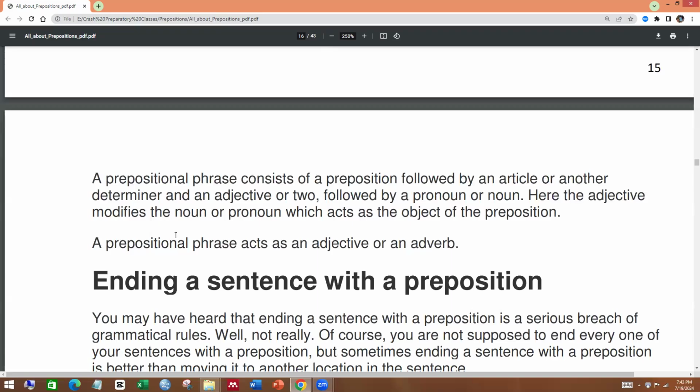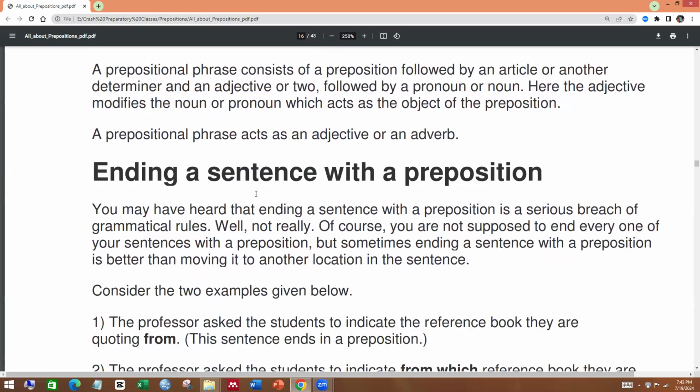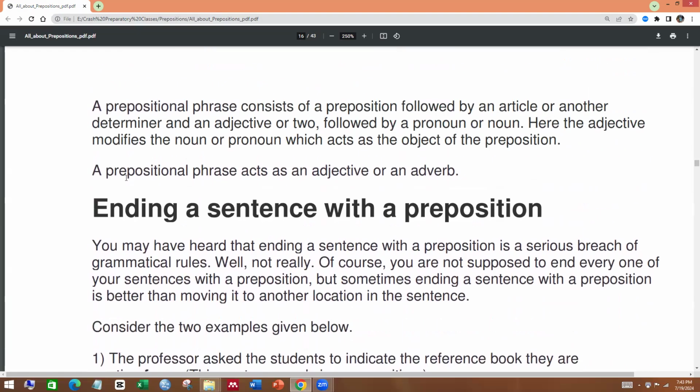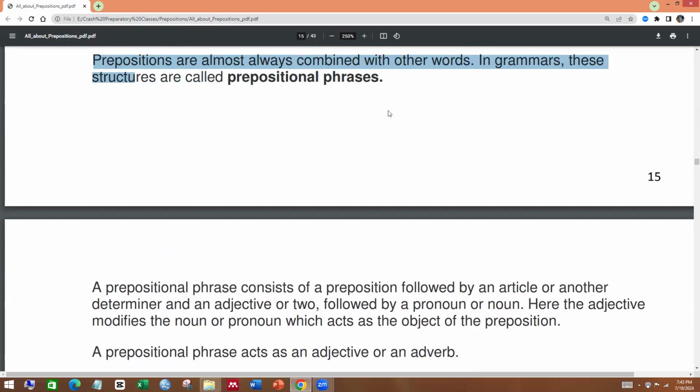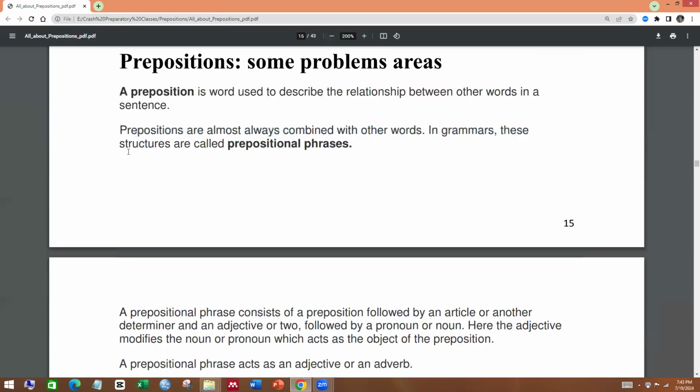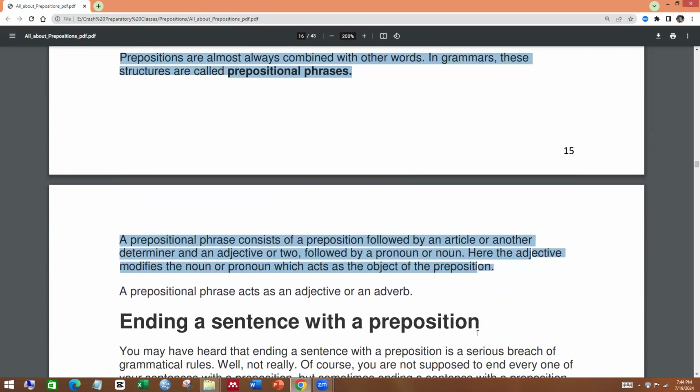A prepositional phrase consists of a preposition followed by an article or another determiner, an adjective or two, followed by a pronoun or noun. Here the adjective modifies the noun or pronoun which acts as the object of the preposition. A prepositional phrase acts as an adjective or an adverb. Okay, ending sentence with a preposition. चले इसको एडवांस ग्रामर के ज़मरे में कभी डिटेल में, if you need it in any of your examination तो उसको हम वहाँ पे कवर करेंगे. Mostly preposition phrases या फिर noun phrases पूछे ही तब जाते हैं जब आपकी अपनी फील्ड की कोई टेस्ट हो. Okay.